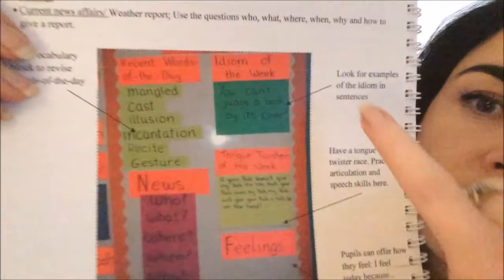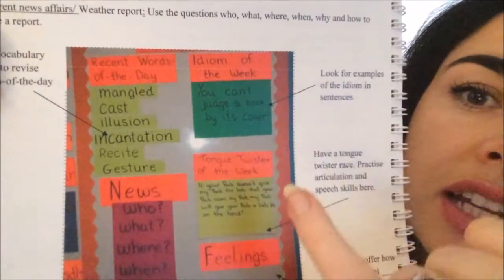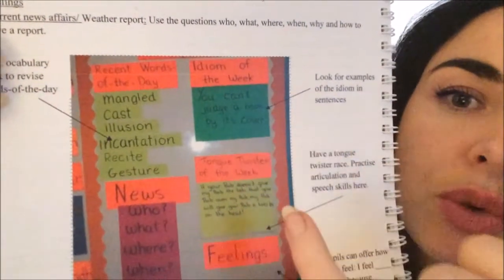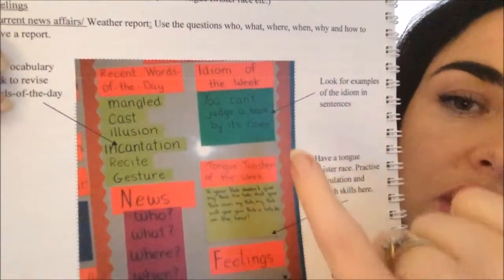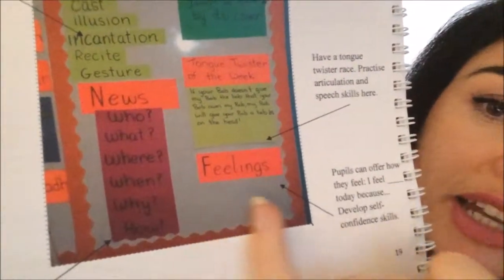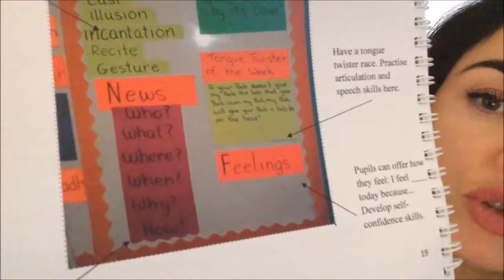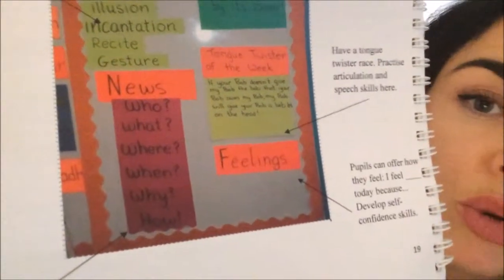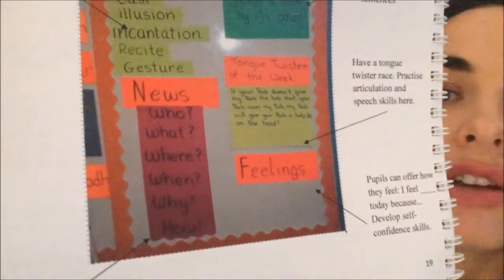The next thing up there is the idiom of the week, and here you've got the tongue twister of the week. That is just where I stick up the illustrations that they would have done for the idiom of the week or for the tongue twisters, okay? And then the last one is feelings. There's a little space here where you can put up something else. If you're doing debates, stick up debates. If you're doing poetry, or any presentation scenarios or procedural scenarios, they can go there.